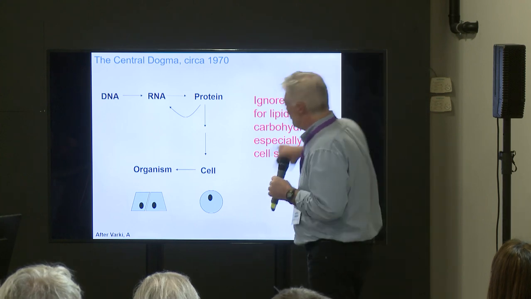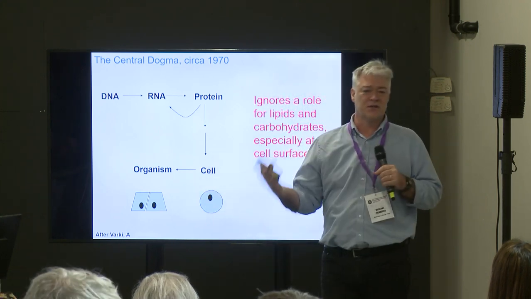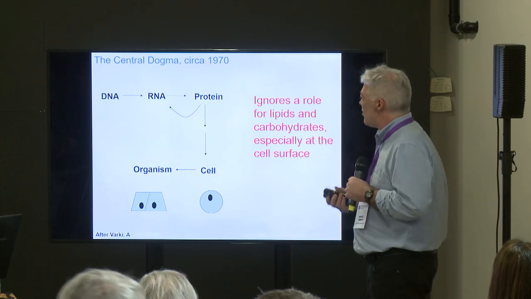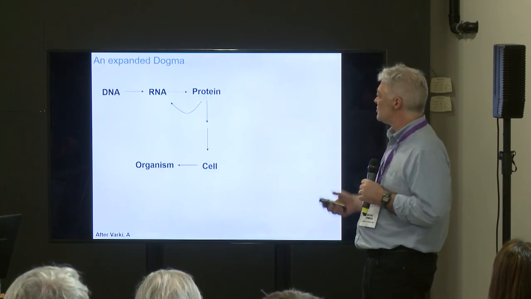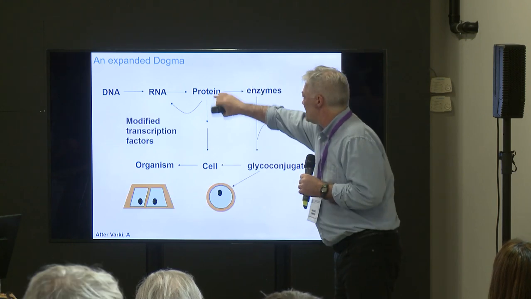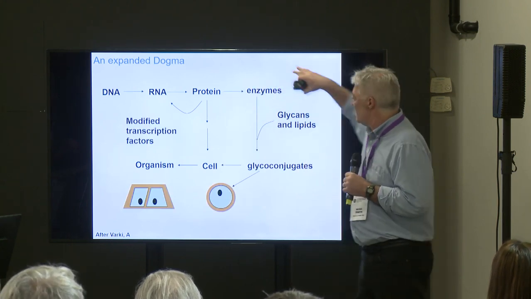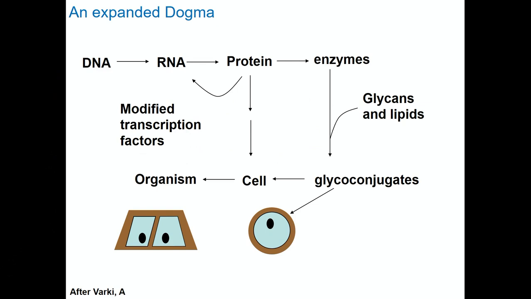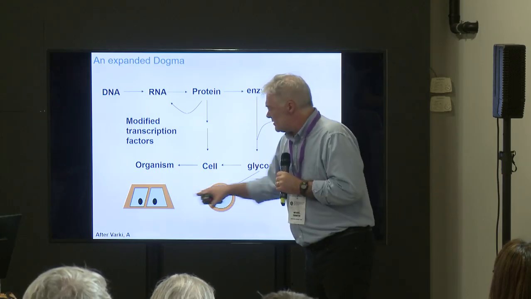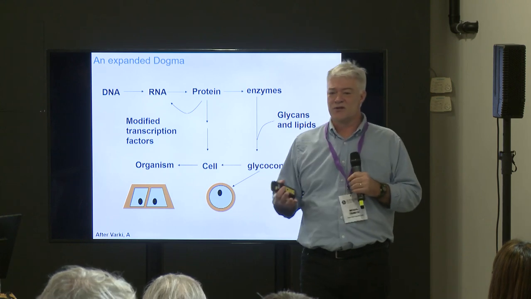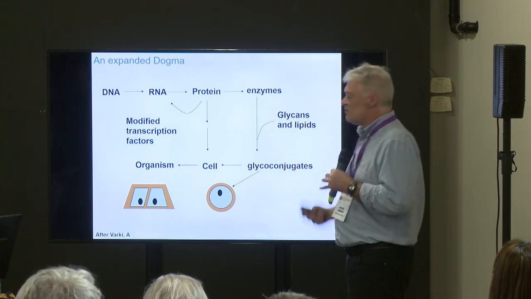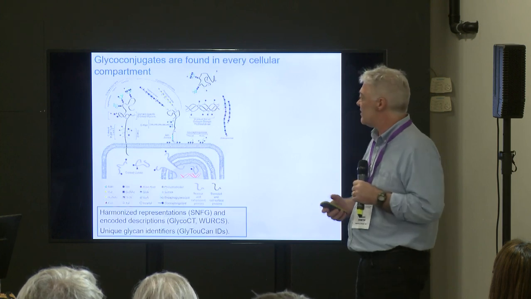And how you put cells together is really a function of what's at the cell surface. So I think it's appropriate to propose an extension of the central dogma where many proteins are actually enzymes, right, that can form glycoconjugates, either on proteins or lipids. So there are enzymes that build these glycoconjugates, and there are also protein backbones for many of these glycoconjugates. These are at the cell surface, and it's these molecules at the cell surface that mediate the interactions that lead to the production of an organism. So I think this is a better way to think about how the world is put together.